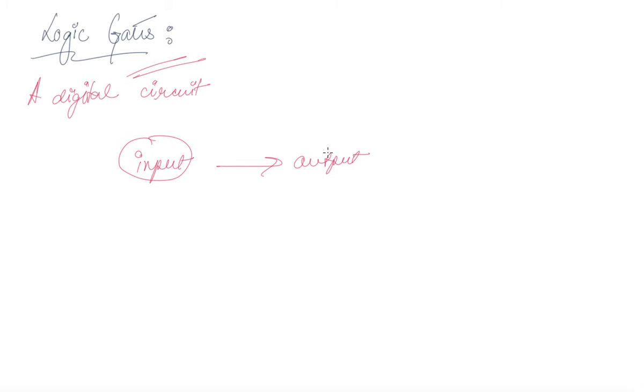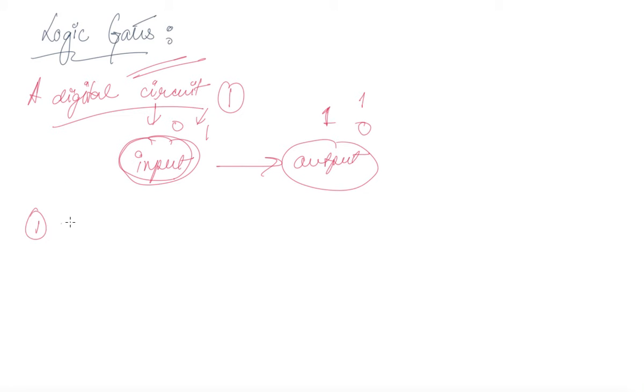Now, for this input and output, there are different logics that you can use. Suppose you put in an input of 0, you may have an output of 1. If you put in an input of 1, you may have an output of 0, or an output of 1. So, because of the arrangement of this digital circuit, there is a logical relationship between the input and the output. These are what are known as logic gates.